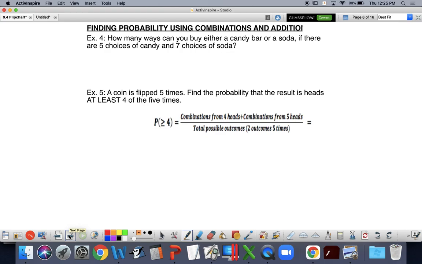So I go into a store and I say, okay, I'm going to either buy a candy bar or a soda. I only have $1.10 on me. If there are 5 choices of candy bars and 7 choices of soda, how many different options do I have? 35? No, just 12. So a lot of times when you see the word or, you're going to just add those options together. Okay?